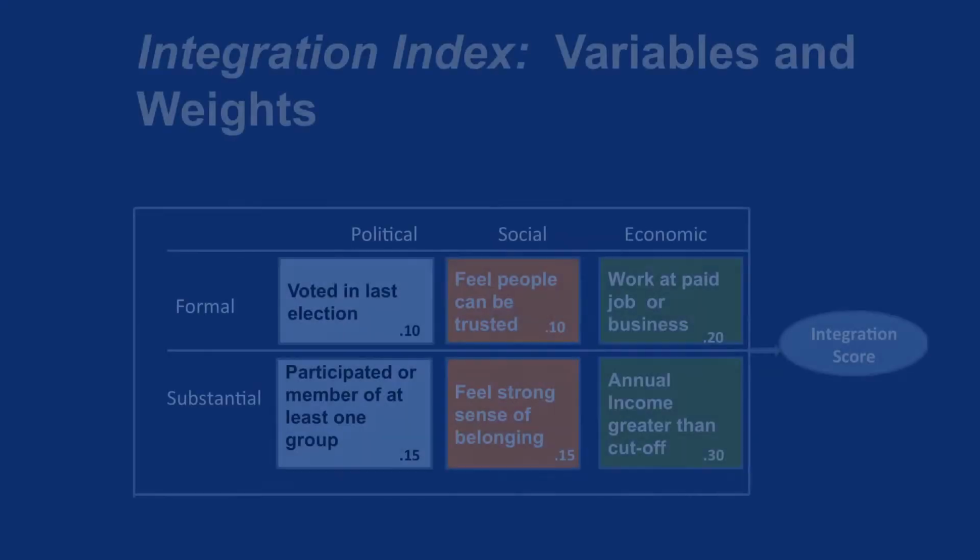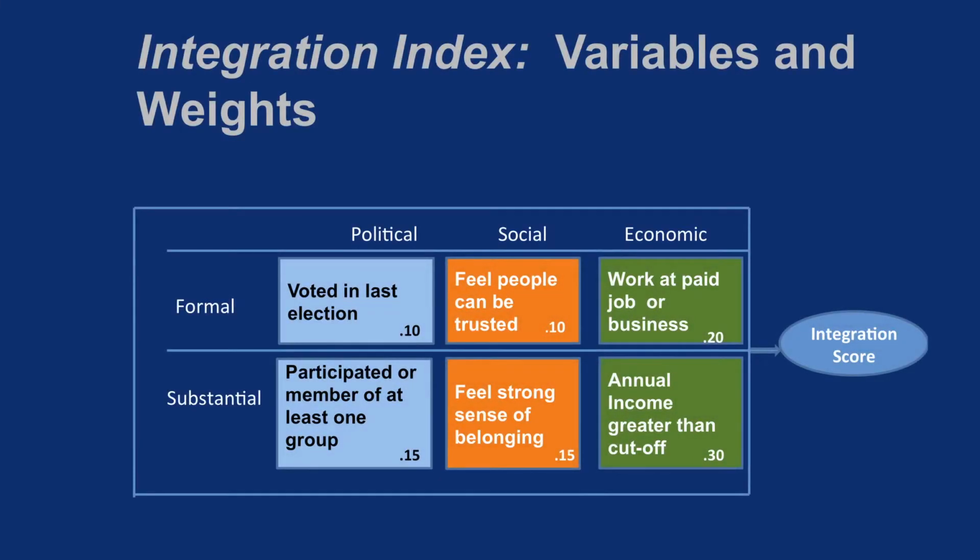The indicators we use for the dimensions have a value of 1 if the respondent possesses the condition. Otherwise, the variable takes on the value of 0. To obtain an integration score for each individual, we assign weights to each of the dimensions. We assign a weight of 50% for the economic domain, 25% each for the social and the political domain. We also assume that the substantive dimensions, the ones in the lower row, have heavier weight than the formal dimensions.